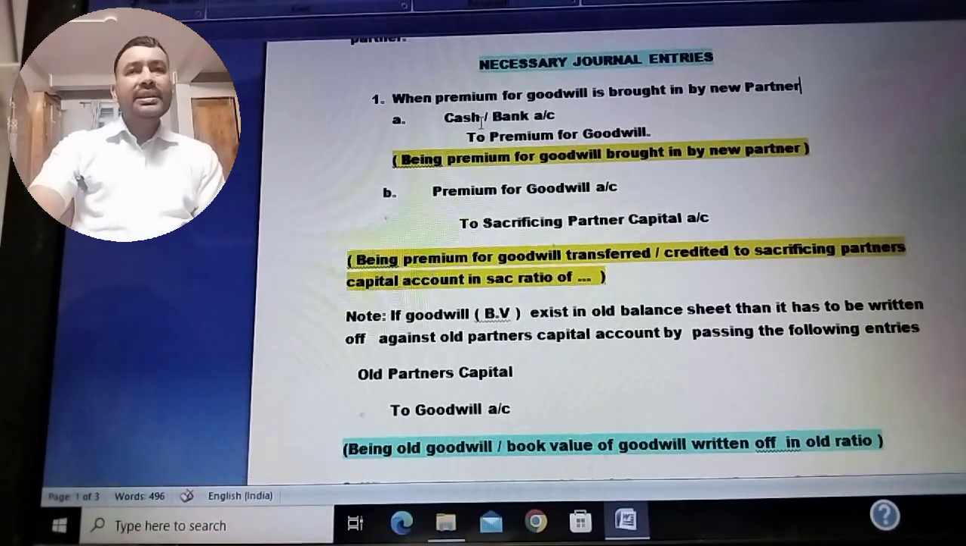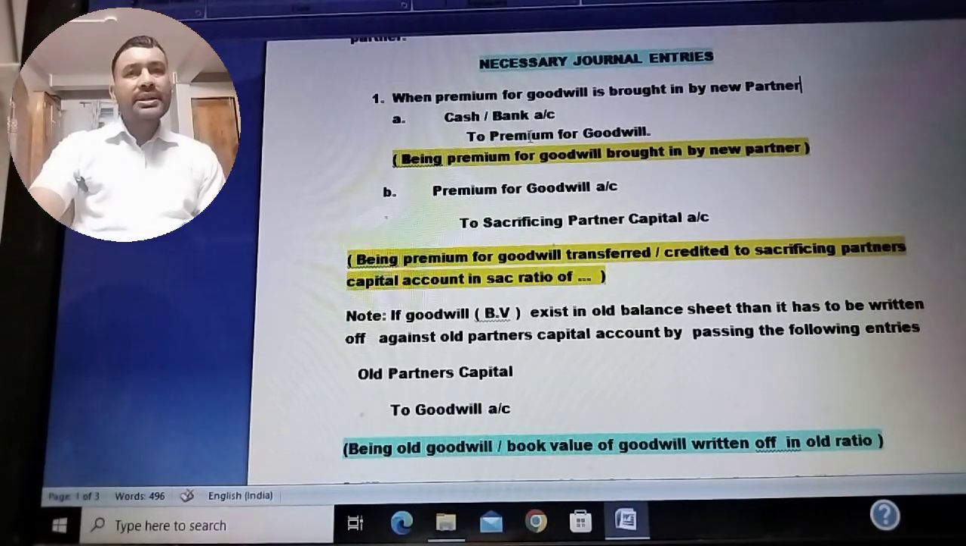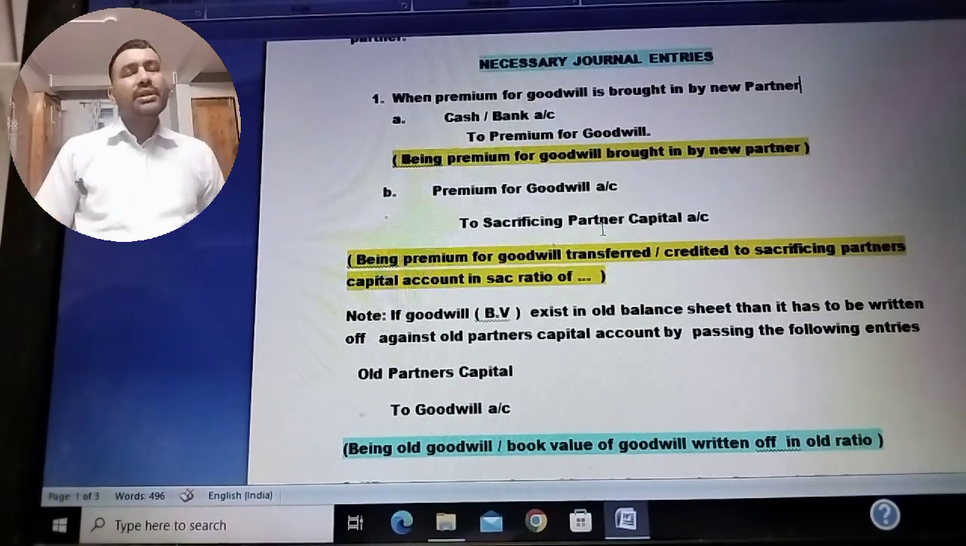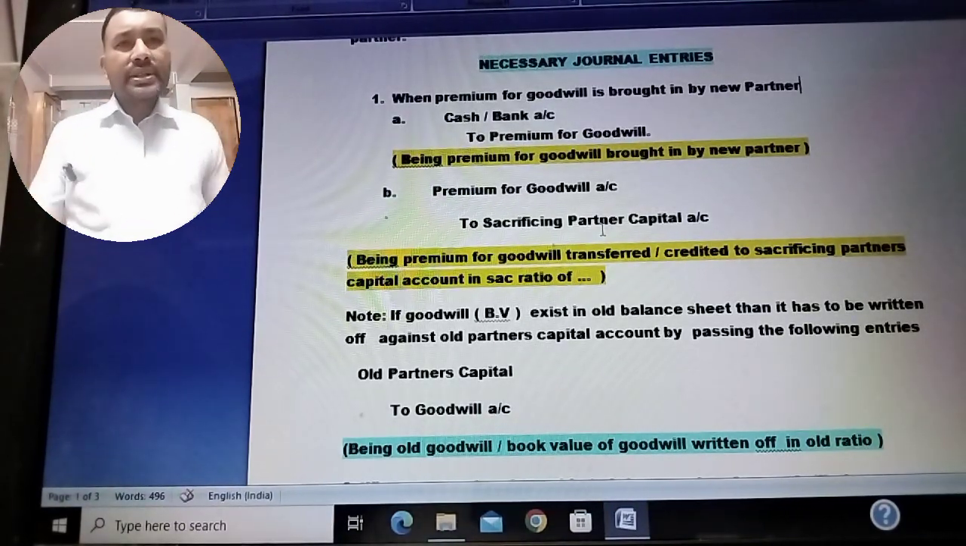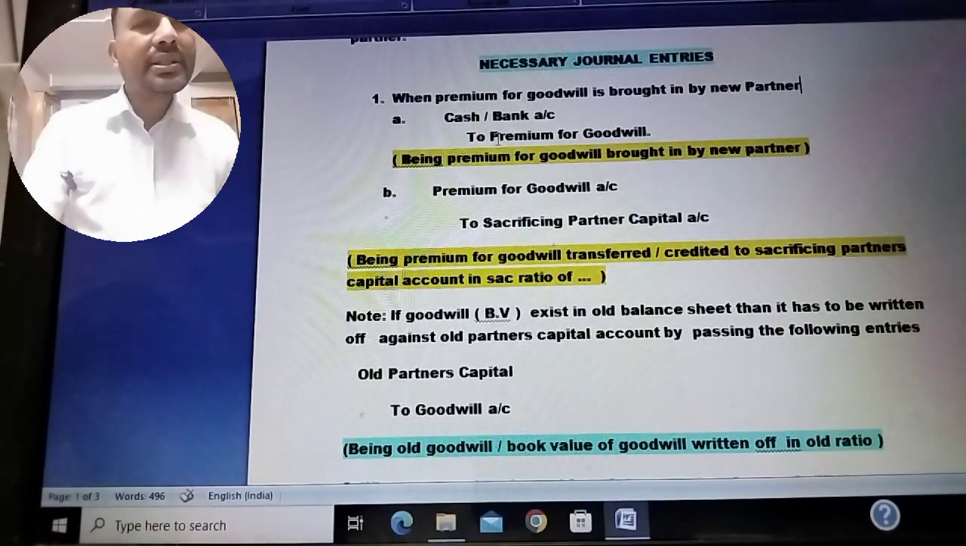Then second, this premium goodwill has to be transferred to the sacrificing partners' capital account. So in order to transfer whatever has been credited, it has to be debited. So premium for goodwill to sacrificing partners' capital account.